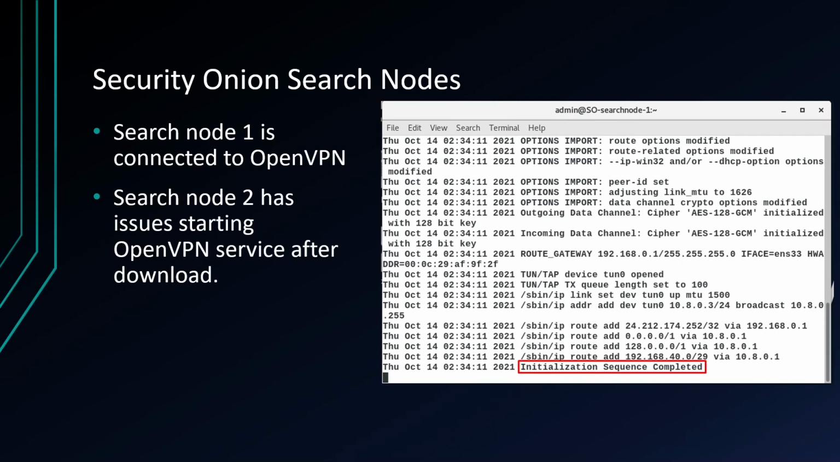Now I'm going to talk about security onion search nodes. Search node 1 is connected to OpenVPN, as we can see on the right hand side, and we see that the initialization sequence is completed, whereas search node 2 has issues starting OpenVPN service after it has been downloaded and installed.